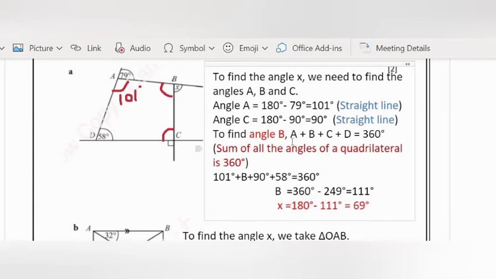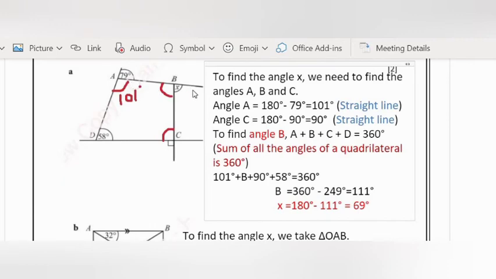To find the angle B, we add all these angles. So for a quadrilateral, when you add all the four angles, you get 360 degree. Sum of all the angles of a quadrilateral is 360 degree. So we add all these angles together, we get 249. We shift this angle to the right side, becomes minus. We finally get the angle B is equal to 111 degree.